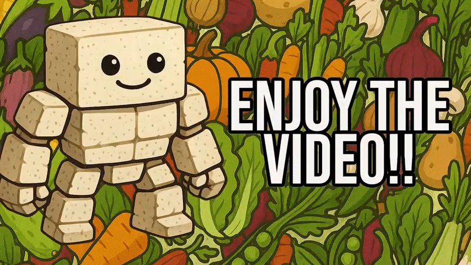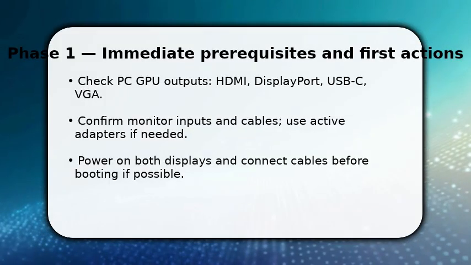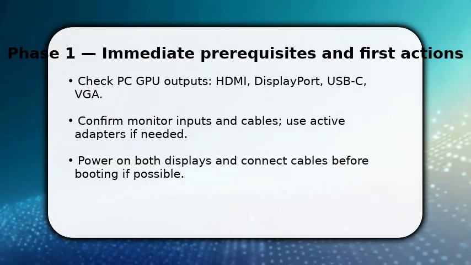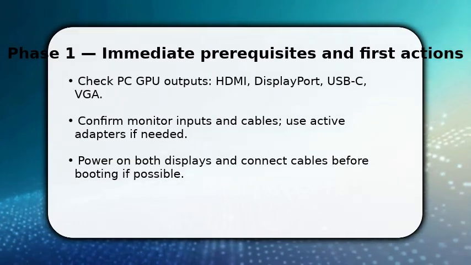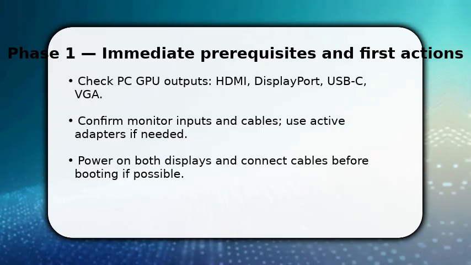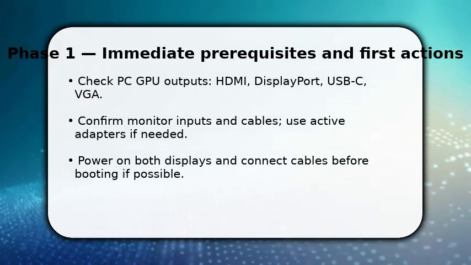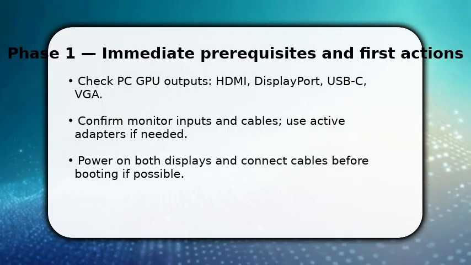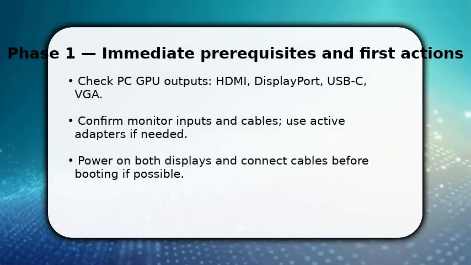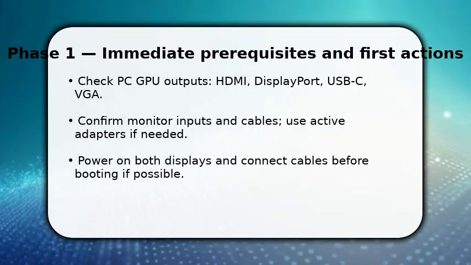Please enjoy the video. You start by confirming the physical chain. Identify the GPU outputs and the monitor inputs because matching signal types avoids adapters. Once done, plug the preferred cable into each monitor and into your PC, then power them on. This ensures Windows detects them.